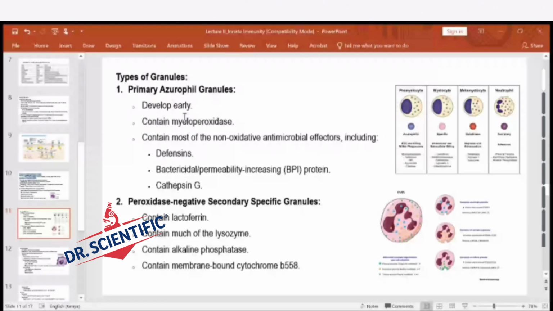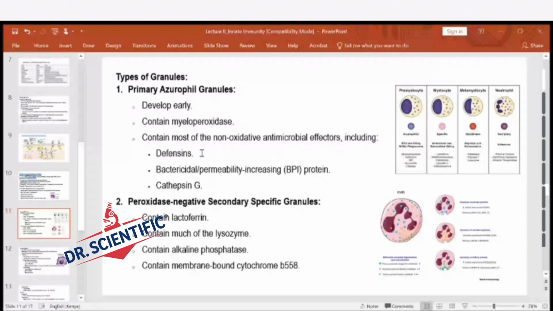This primary azurophil granule develops quite early, and it contains myeloperoxidase. So it contains the enzyme myeloperoxidase, meaning it is able to oxidize membranes of bacteria, for instance. So it has an oxidative way of killing using radicals, but it also contains non-oxidative antimicrobial effectors such as defensins.